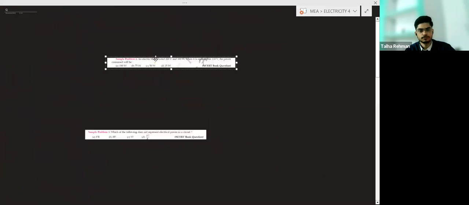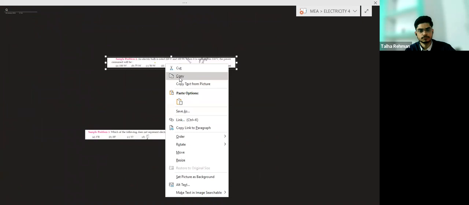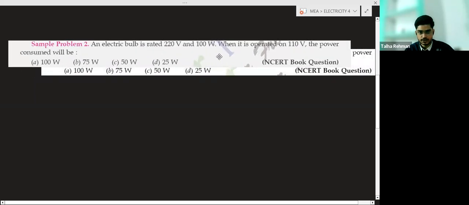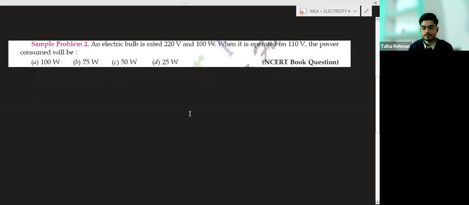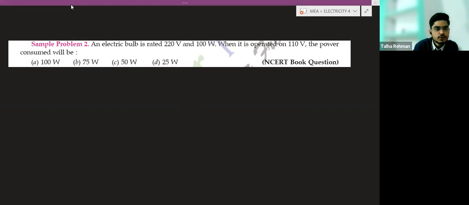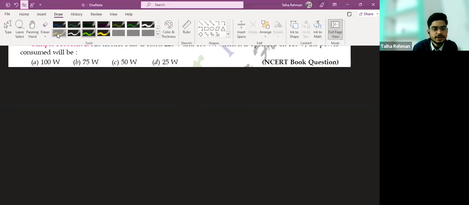Now question. All of you focus on the screen. This topic is very easy. Today only I am taking a class of one and a half hours. Okay, now you can see this question from NCERT.